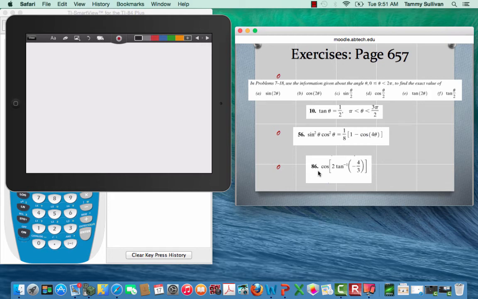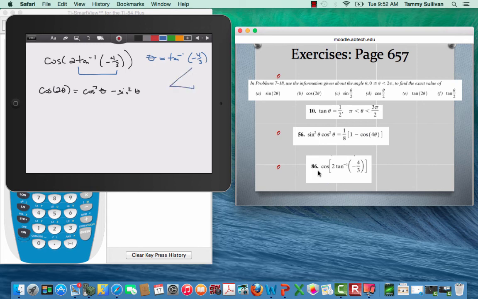86 wants me to find the cosine of twice the inverse tangent of -4/3. So I've got to remember and let my angle be the inverse tangent of -4/3. So they're basically right here asking me for the cosine of twice an angle. And the cosine of twice an angle, I've got several different double angle formulas there I could do. I could say, well, that's cosine squared theta minus sine squared theta. That would be one. Or I could do one of the other two. So I'm going to come here and draw a reference triangle.